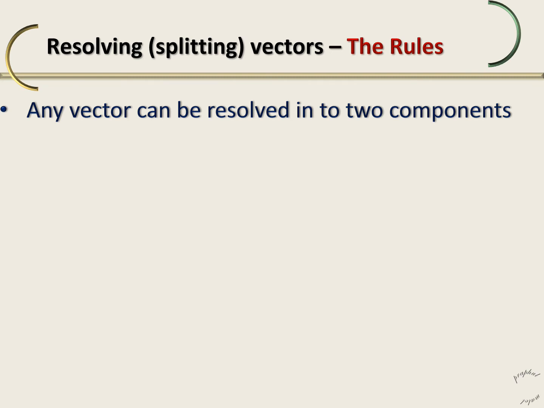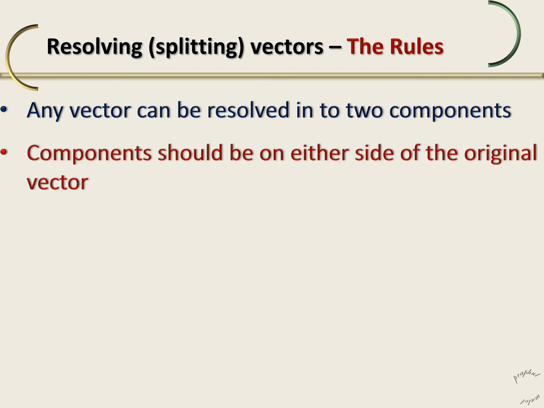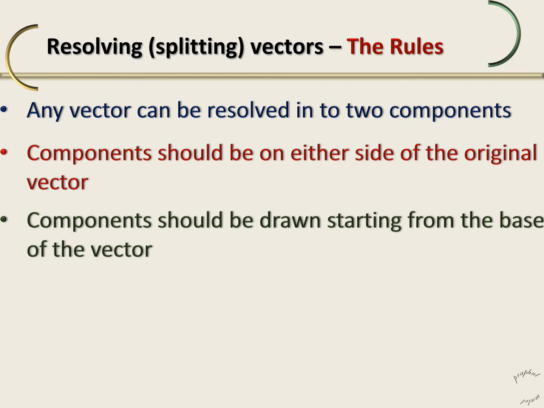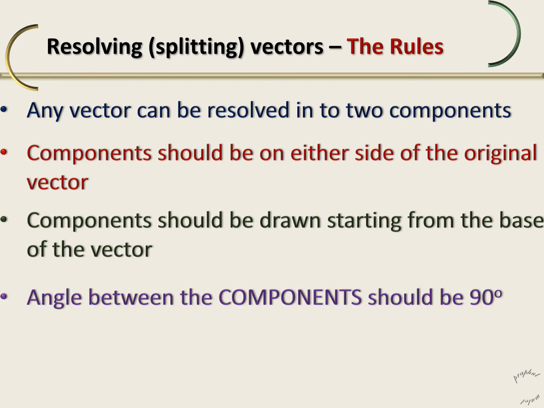The first rule is any vector can be split but should have only two components. You can split a vector only into two parts, not more than that. The second condition is the parts or the components should be on either side of the original. You can imagine it like a parent and kids. So the kids should be on either side of the parent. Then you should start drawing the components from the base of the original or the parent vector. The next condition is the two components, the two kids, should make an angle of 90 degrees between them. They should always be perpendicular to each other, the components.